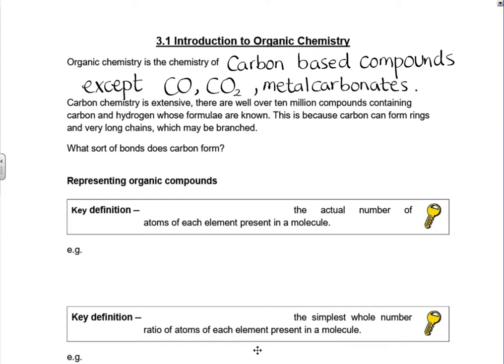What sort of bonds do we get when we're bonding carbons? Have a think, what sort of bonds would carbon form in its organic compounds? So it's forming bonds to other carbons and to hydrogens, maybe to oxygen, maybe to bromine. What sort of bonds does carbon form? So we should know it forms covalent bonds. Do you know how many and what shape you get around carbon quite often?